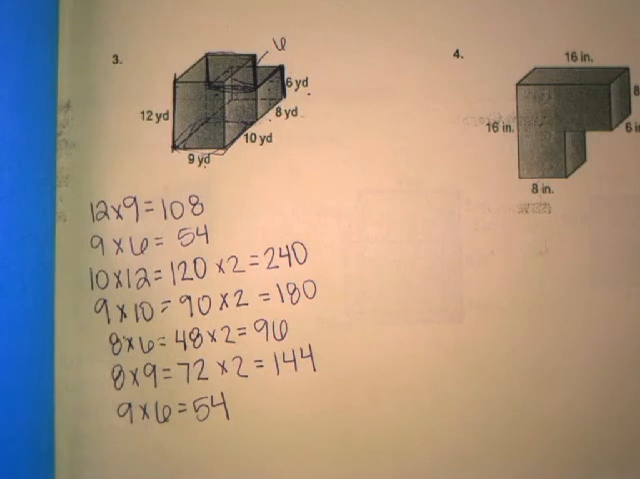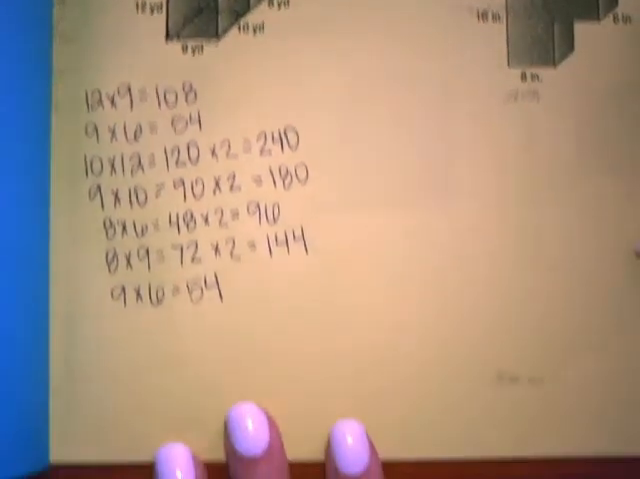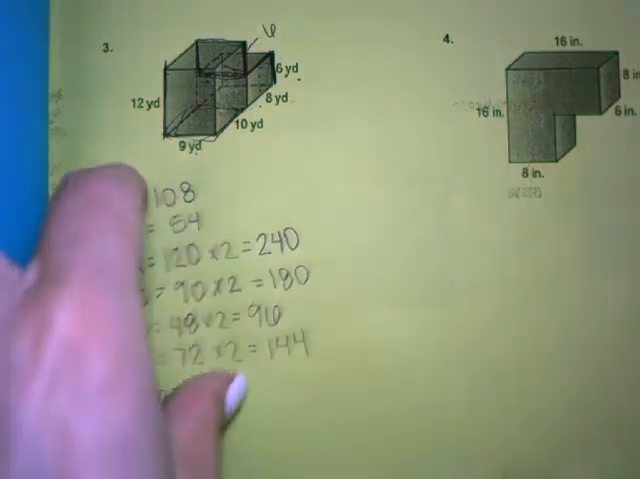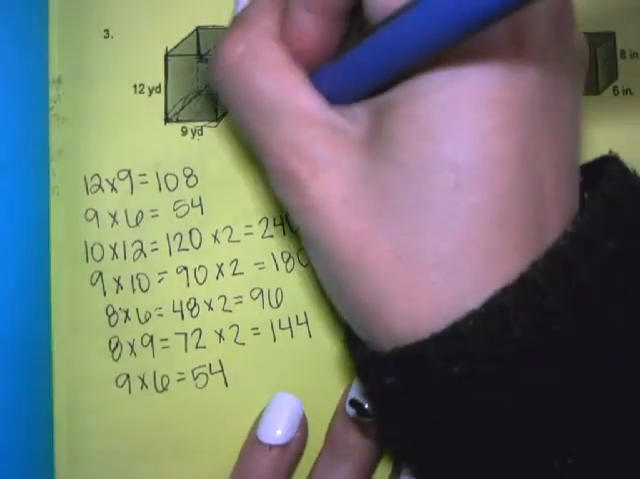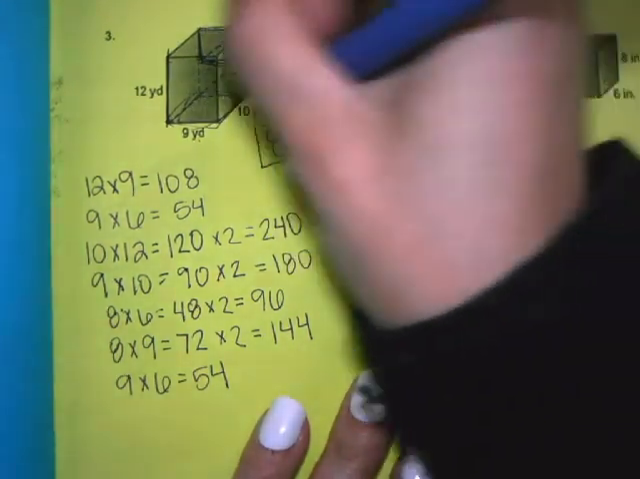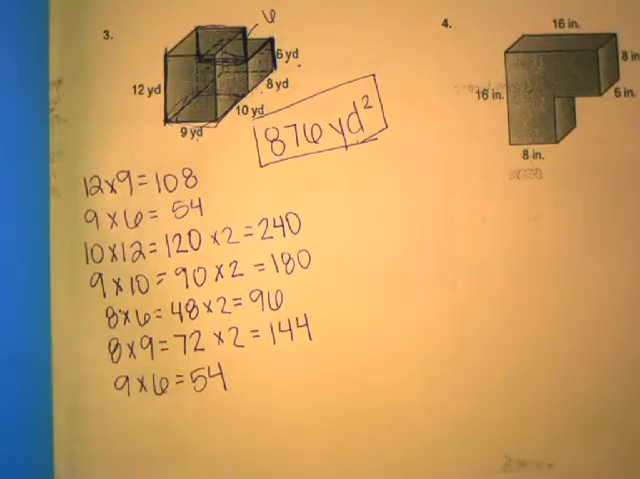Make sure you double check with the person sitting next to you. See if you guys agree on your answer. What are you guys telling me? What do you get when you add them all together? 876 yards squared. All right, questions. Okay, we're going to go to number 2.